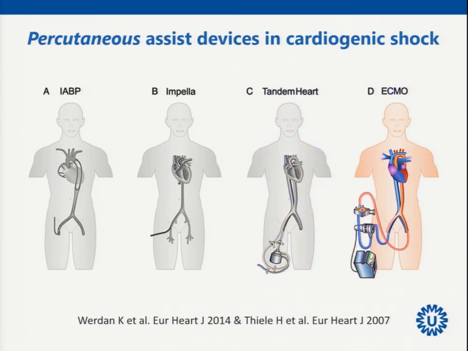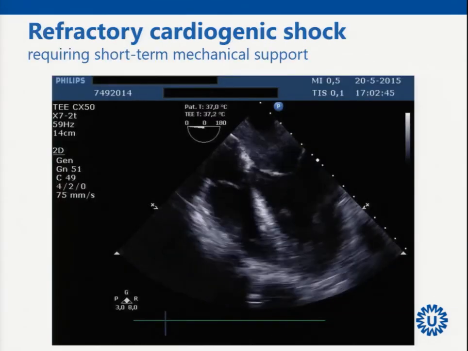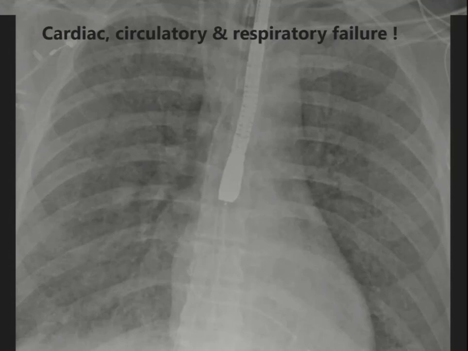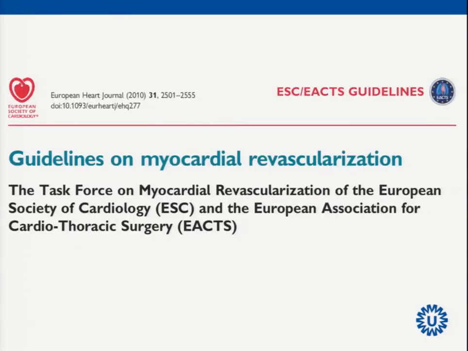So you actually only have ECMO, and that is interesting if you see the epidemiology of ECMO in Germany after 2012, so after the SHOCK II trial. There's really an explosion of the case numbers of veno-arterial ECMO after the SHOCK II trial, as you can see here. So this patient is really in refractory cardiogenic shock, requiring short-term mechanical support, ventilation as well, so pulmonary edema. And the quickest way to cannulate this patient is veno-arterial ECMO by bifemoral cannulation.